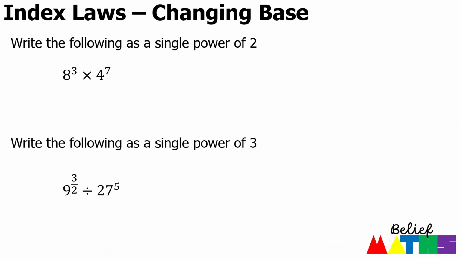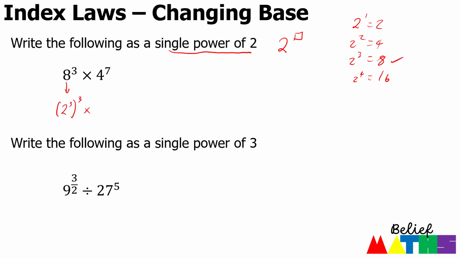And the last part of index laws is changing the base. Now this wants you to write as a single power of 2, which means it wants you to finish your answer as 2 to the power of something. Well, if you look at your powers of 2, 2 to the 1 is 2, 2 squared is 4, 2 cubed is 8, 2 to the 4 is 16. So what I'm going to do is change this 8, check on my list, is 2 to the 3, so that becomes 2 cubed to the power of 3 times. The 4 then becomes 2 squared to the power of 7, and now I just use my standard laws. That's 2 to the 9 times 2 to the 14, and adding those together you get 2 to the power of 23. Now this said write as a single power of 2, not evaluate, so you don't have to work that out.